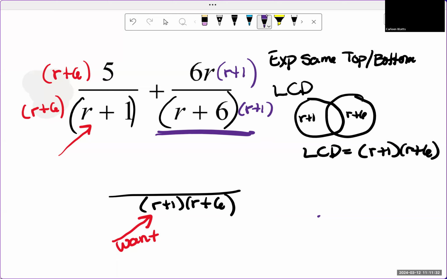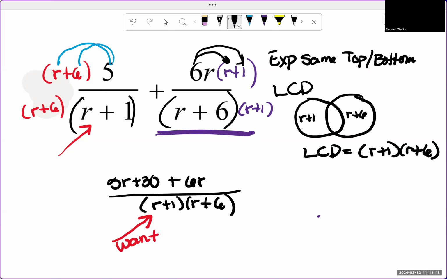Okay, are you guys okay if I go ahead and distribute and bring it down? 5R plus 30. If there was a minus sign, it would get more complicated. Plus 6R squared plus 6R. Okay, how we doing? You with me? So what do you think I need to do now? Combine like terms, and let's put them in order.